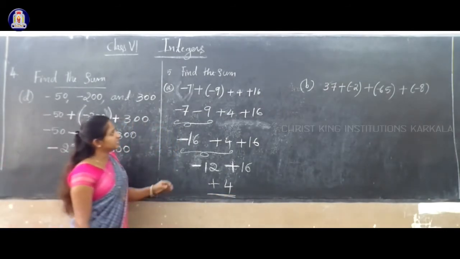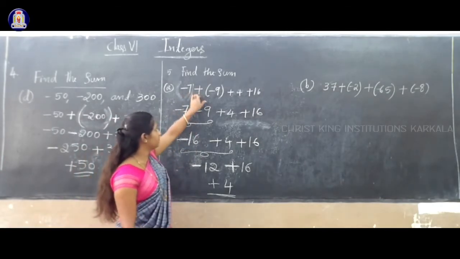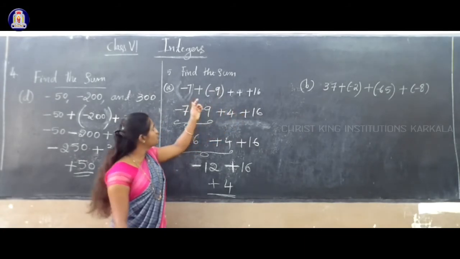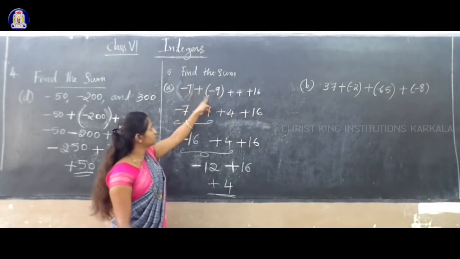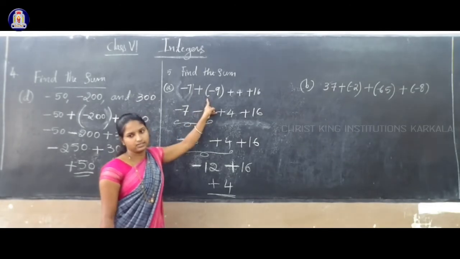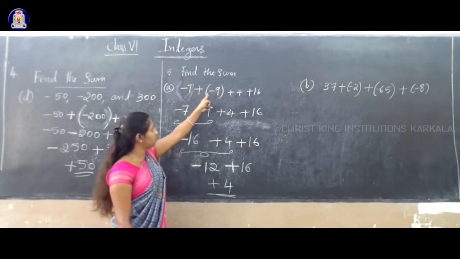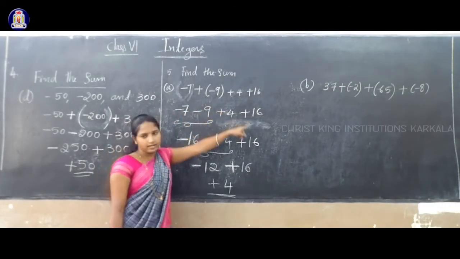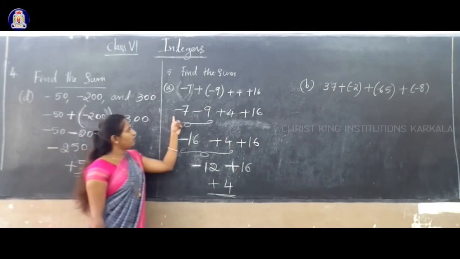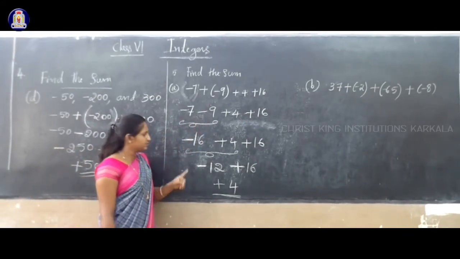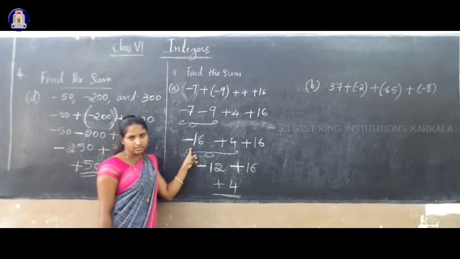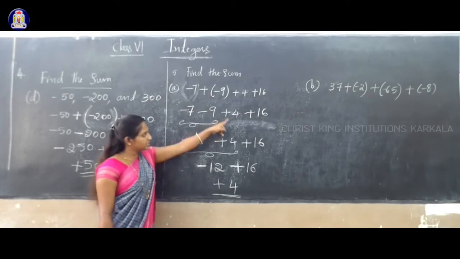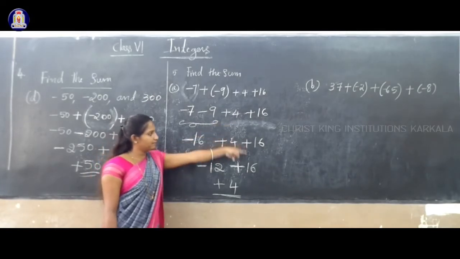Understood now? So see the integers in the question: minus 7 plus minus 9 plus 4 plus 16. Clear? First you have to consider the given first two integers. First remove the brackets: plus into minus gives minus. Minus 7, minus 9 and plus 4 plus 16. Next solve minus 7 and minus 9. That answer will be 16, minus 16: same sign addition, greater number's sign, minus 16. Next integers write as it is, plus 4 and plus 16.